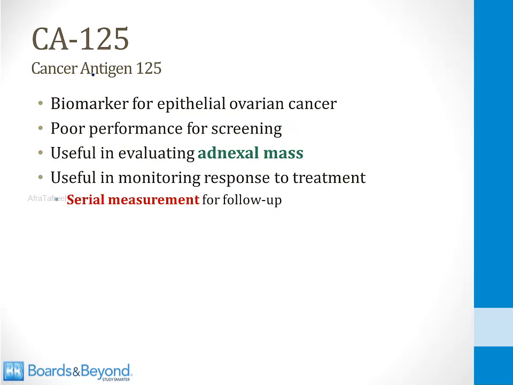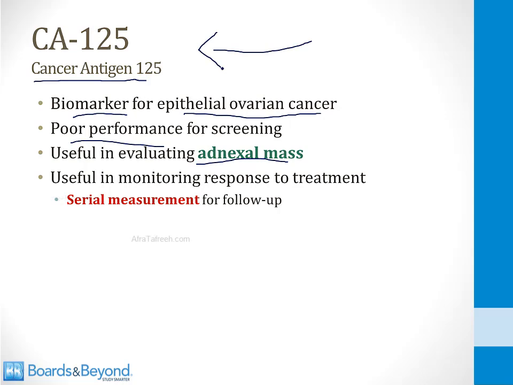I'll finish by discussing CA125, which is cancer antigen 125. This is a biomarker for epithelial ovarian cancer. Basically, you can do a blood test on a woman and determine her level of CA125. And it was once thought that this might be useful for screening women. Unfortunately, CA125 has shown poor performance for screening. It is, however, useful if a woman has an adnexal mass. So if she's got a mass in her pelvis and also has a high level of CA125, that is highly suggestive of an ovarian tumor.